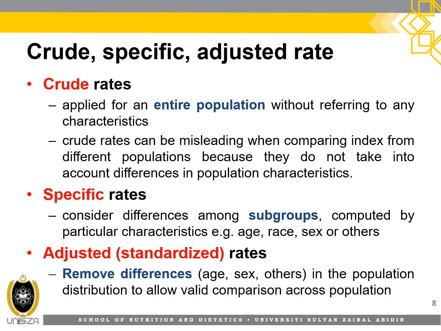Whereas for adjusted or standardized rates, they remove the differences, for example, age, sex, and other factors in the population distribution, to allow valid comparison across populations. So these differences are removed by statistical formula.